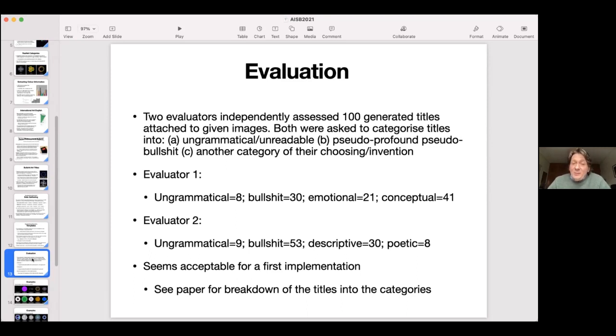So I came up with an evaluation that 8 were ungrammatical and so no good, 30 were bullshit, and then I came up with emotional and conceptual as these 2 categories, 21 emotional and 41 conceptual. Sebastian was more derisive, I guess, and thought more of them were bullshit: 9 ungrammatical, 53 bullshit, 30 he called descriptive, and 8 he called poetic. And that kind of felt okay for this first implementation. These are early experiments. And we've got the breakdown of the titles and the categories in the paper if you want to see how we categorize them.